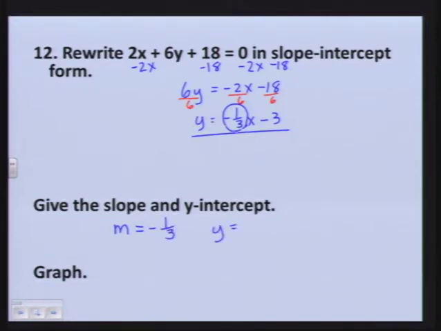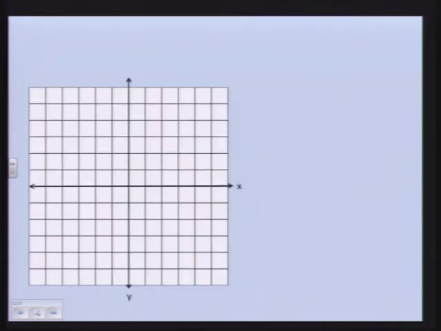And the y-intercept is the constant here, negative 3, which implies when we get ready to graph, we will graph the ordered pair 0, negative 3. Because remember, if we're on the y-axis, the x is 0. So next we'll graph, and we'll be graphing our y-intercept as 0, negative 3. And then our slope was negative 1/3.